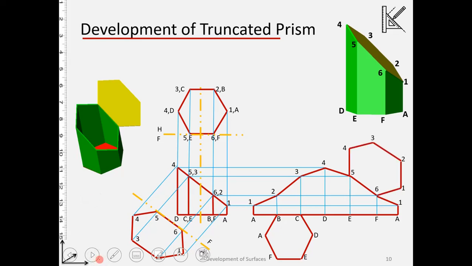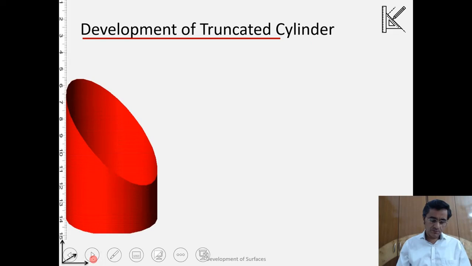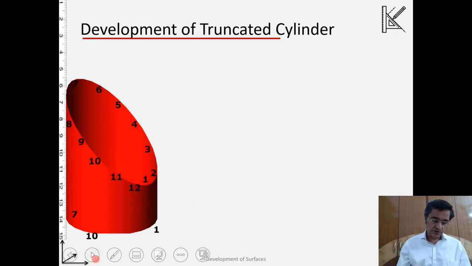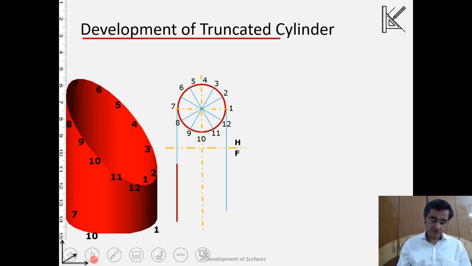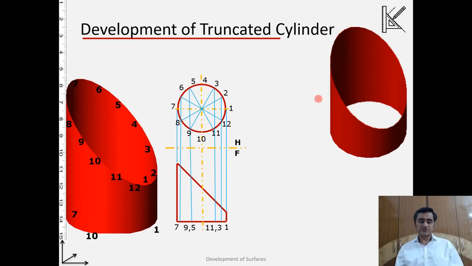Alright, so what we see here now is a sheet which has been cut in this fashion. When we fold this sheet, we will be able to generate this object. Like in the case of the truncated prism, we have another example here now, a truncated cylinder. The method is simple, only it involves a curve instead of those straight lines. So this is a truncated cylinder, and if I draw its horizontal and frontal projection, that is how the projection is, and this is another view of the truncated cylinder.